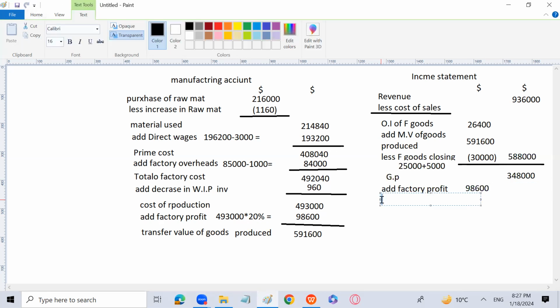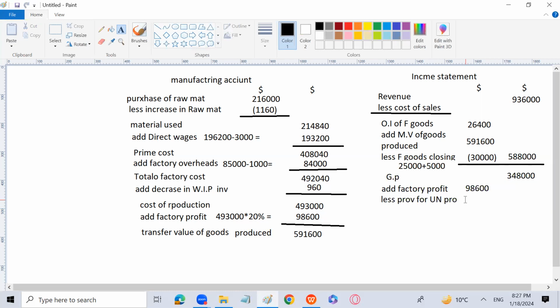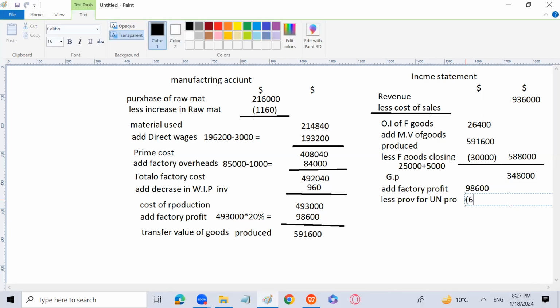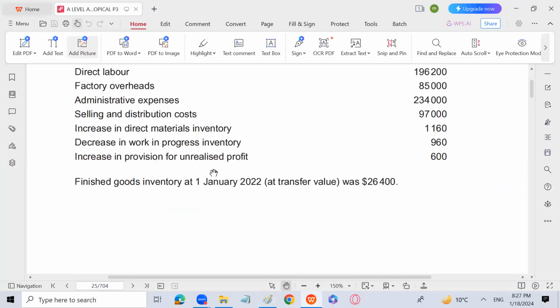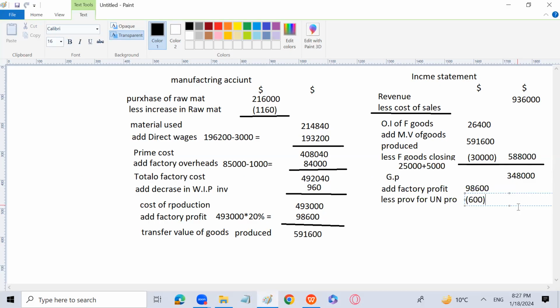And I will subtract less provision for unrealized profit from this factory profit, which was 600. That was already given in the question. Usually we find this 600 by taking the difference of the brought down and carried down from the provision for unrealized profit account. But here in this question, we have been given increase and decrease. Both can happen. 600 will be there. I will subtract it and I will get the amount of the factory profit. How much is it?